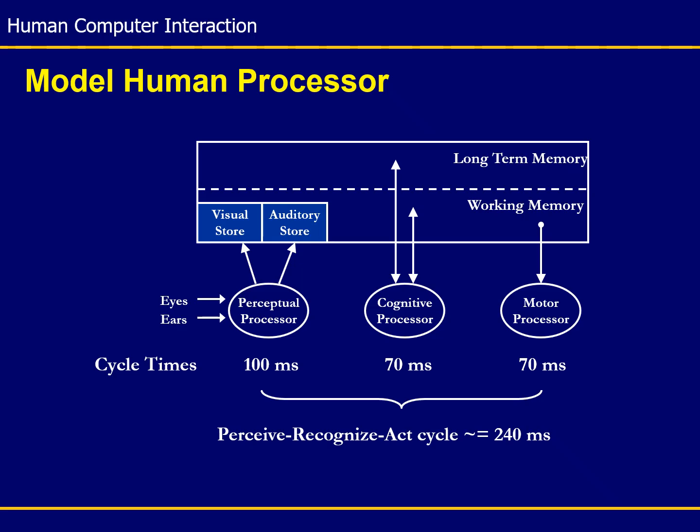What does that mean? It actually means a lot, way beyond HCI. What it means is that anything that happens within 240 milliseconds, the user is not able to react to it. The user is busy during 240 milliseconds after any change in the user interface trying to react to that change.